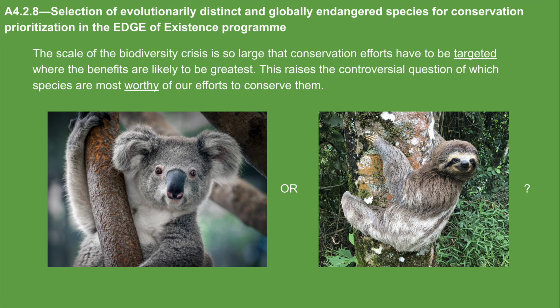So lastly, the question is, we have a massive biodiversity crisis. So how do we target where the benefits of our conservation efforts are likely to be the greatest? This is a controversial question of which species are most worthy of our efforts to conserve them. If we have 2 endangered species and we only have the budget to conserve one, who do we choose?